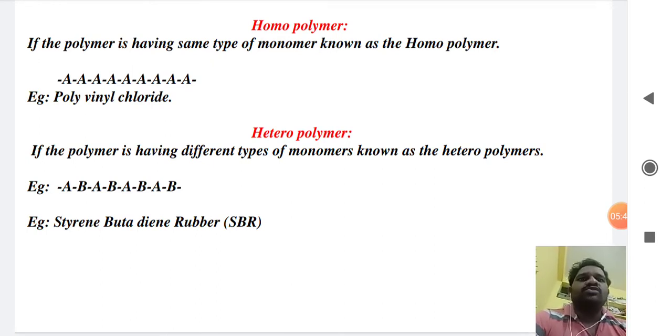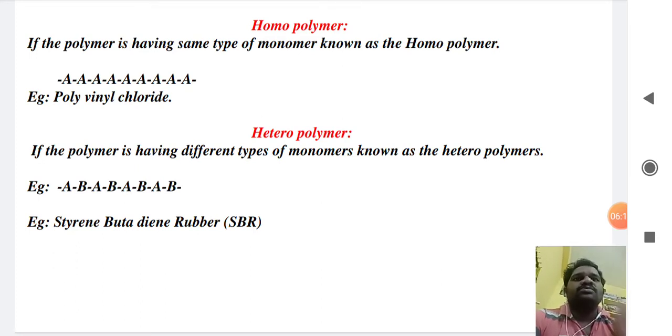Okay, this is the structure you are observing. In this structure, we have the polymer shown as A. That means this polymer has the same type of monomeric units, and in between the monomeric units you can observe the presence of a bond. The bond may be weak or strong, but the presence of a bond is compulsory. This kind of polymer is called a homopolymer.